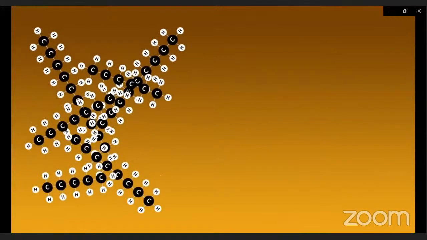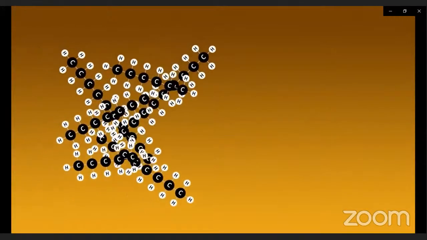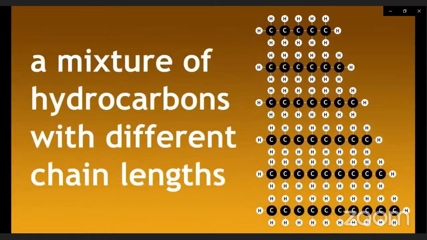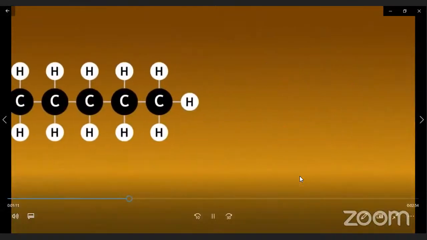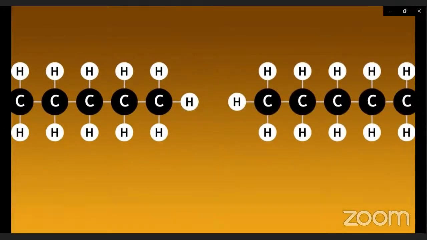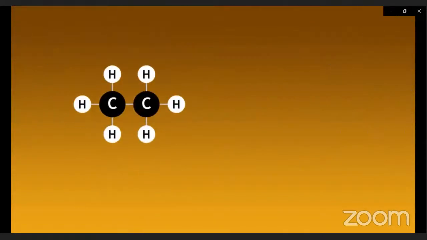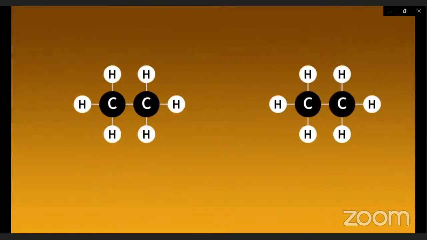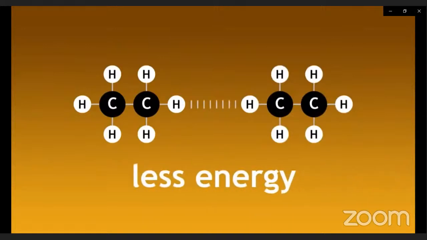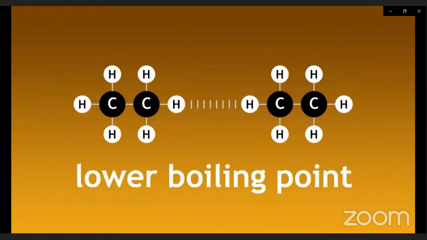Before we understand how fractional distillation works, we should be clear that crude oil is a mixture of hydrocarbons with different chain lengths, some being short molecules and some being very long. Intermolecular forces act between molecules, and the longer the molecule, the greater the intermolecular force. As you can see here, the small molecules have weaker intermolecular forces, and so will require less energy to break them apart and turn them into a gas. They have a lower boiling point.